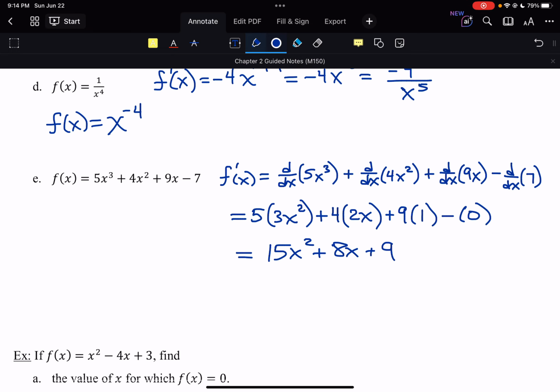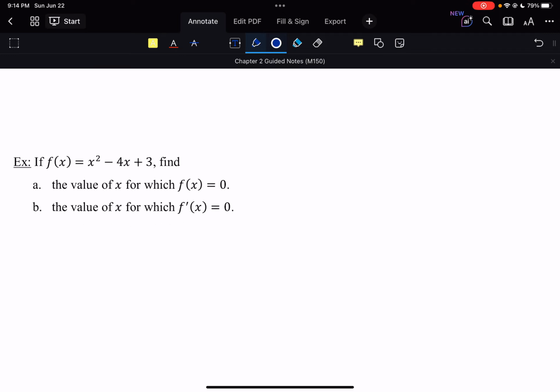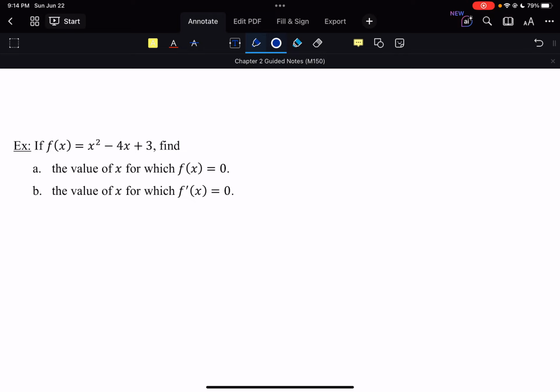Now, in the next example down here, we have another polynomial, and we want to find the value of x for which f of x equals 0. So that's kind of like an algebra problem. That's one that we're used to solving algebraically. But we also want to find the value of x for which f prime is equal to 0. So let's look at part A.